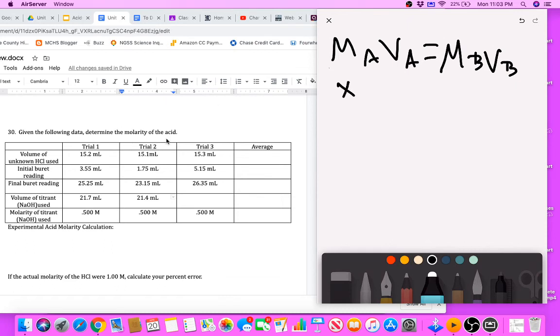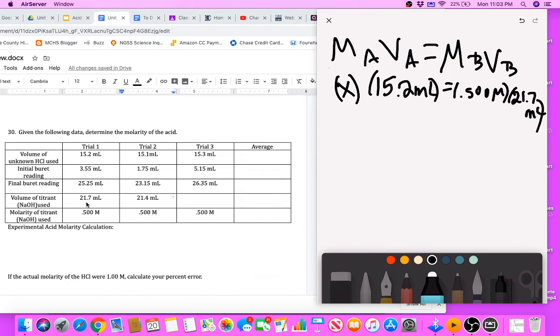So right away we know that Ma is our X. Volume of acid. Well, how much acid did we use? Right here, we used 15.2 milliliters of acid. And then the molarity of our base, we do know this is our base. It's 0.500 molar. And how much base did we use? Well, the volume of base that we used was 21.7 milliliters. Again, I'm just doing this calculation for our trial 1 first.